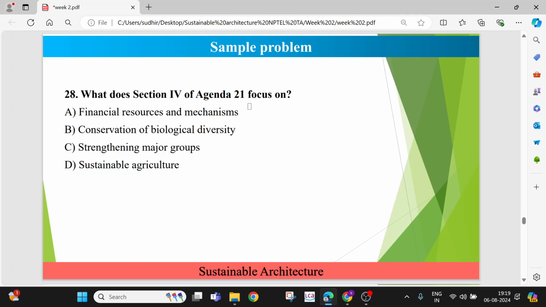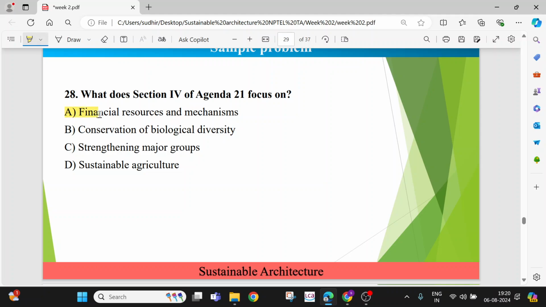I want to add something about section 4 of Agenda 21. One of its focuses is on financial resources and mechanisms, but if you go into detail, you will find that section 4 of Agenda 21 addresses the means of implementing the agendas outlined in the previous sections. It emphasizes the importance of financial resources and mechanisms, also transfer of environmentally sound technologies, and international cooperation to support sustainable development efforts. This section is critical for ensuring the strategies and actions proposed in Agenda 21 can be effectively put into practice through adequate funding and support. That's why the main focus is marked as financial resources and mechanisms, and all of you have chosen the correct answer.